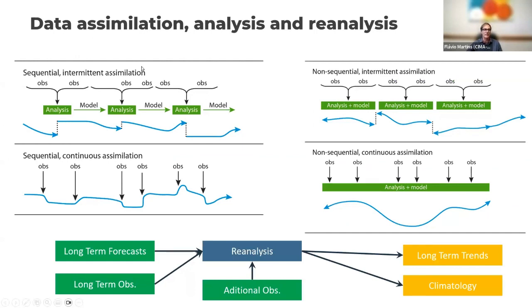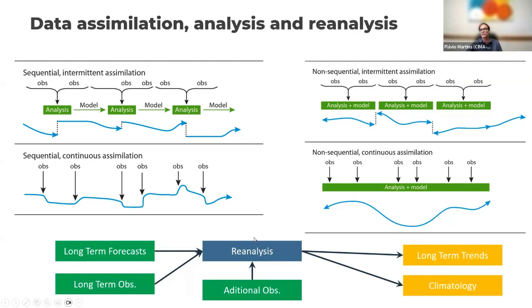There are many types of data assimilation. It can be sequential intermittent, or sequential continuous. And we also have non-sequential intermittent and non-sequential continuous. When it's non-sequential, you can go back in time, okay? So you get this and you go back in time. In that case, it is called analysis or reanalysis.